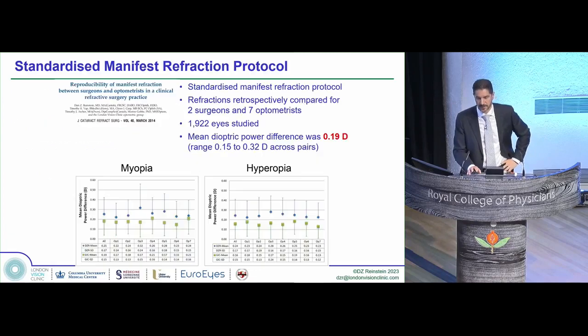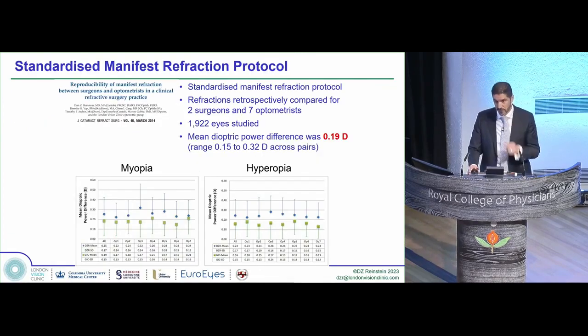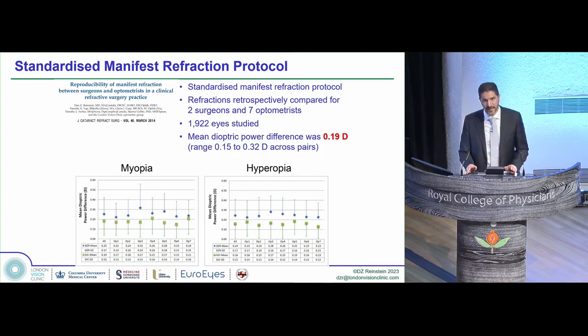within their own systems. Now, before I show you the technique, just to show you how effective a really refined manifest refraction protocol can be: in our clinic, years ago, Dan and I refracted the same patients along with 7 of our optometrists. What we found, across 1,922 eyes, was that the mean dioptric power difference was only 0.19 diopters. So this is among 9 clinicians, all using the same technique, and we'll show you the technique in a minute. It shows you how much consistency you can get over a large population of eyes.